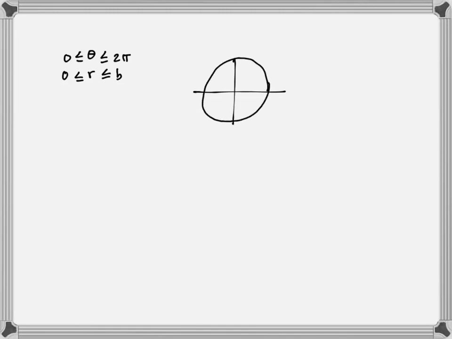So we're not done. There is one more case that might happen, is what happens if theta goes from 0 to 2 pi, but r also goes from 0 to B? Well, that's just an entire circle, right? This circle on the outside is r equals B. So this gives you everything. So these are an example of the fact that rectangles can look very different in polar coordinates, right?